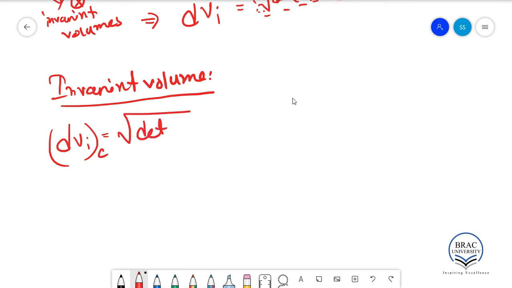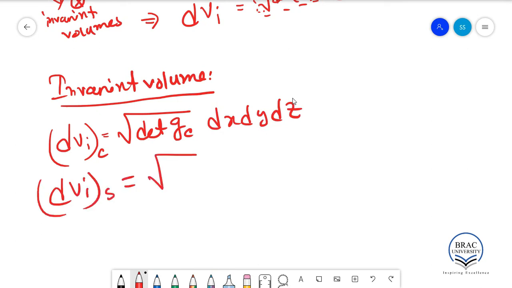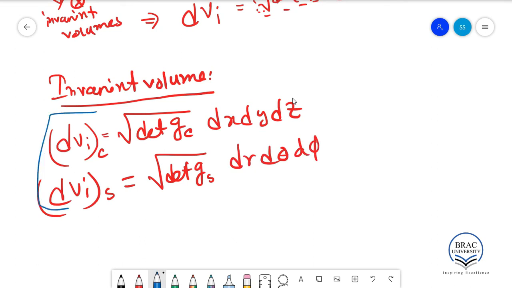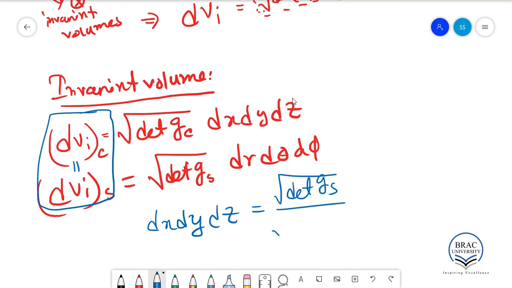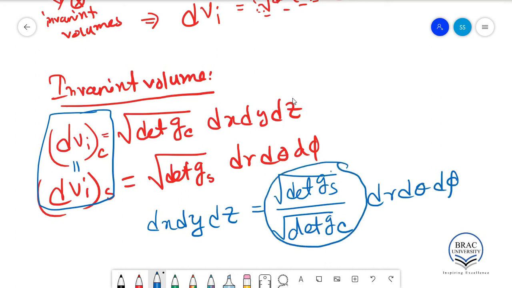So let's say this will have a metric of g C, don't worry about the metric, and it will have dx, dy, dz, and in the spherical polar it will have the square root of the determinant of g of s, dr, d theta, and d phi. But we are calling these the invariant volume, so they should be equal to each other. And if we do that, we find that dx, dy, dz is equal to the ratio of the determinants of g s and g c, times dr, d theta, d phi, right? And from calculus we have substituted this with the determinant of the Jacobian matrix.